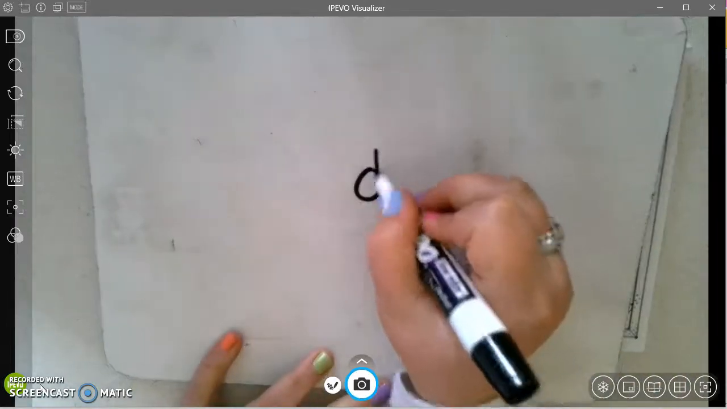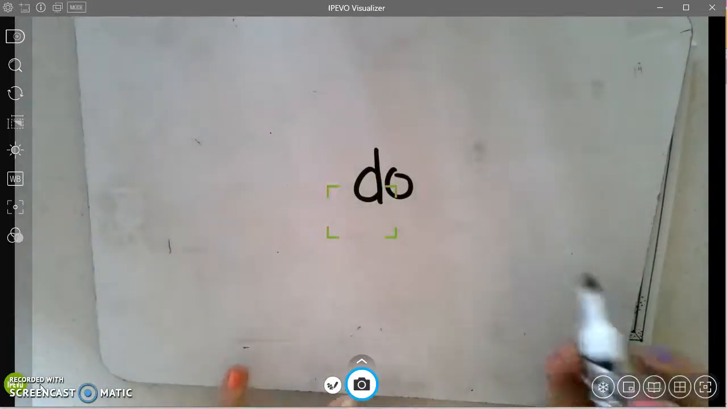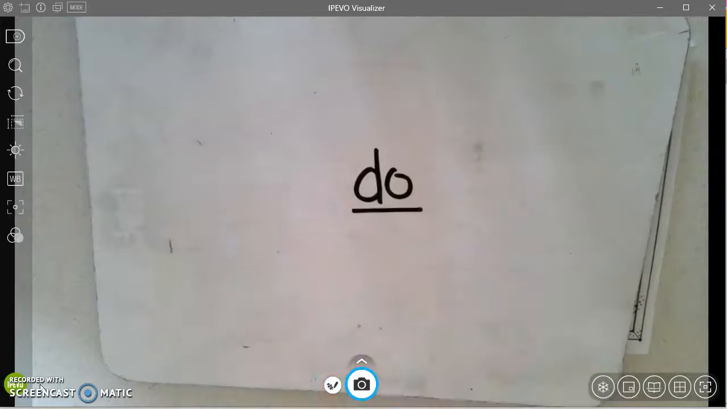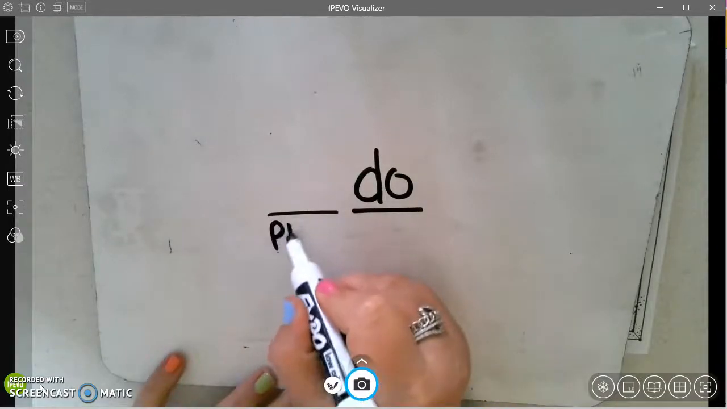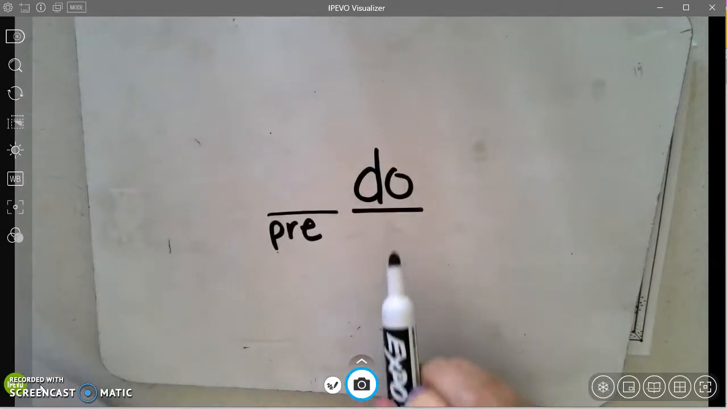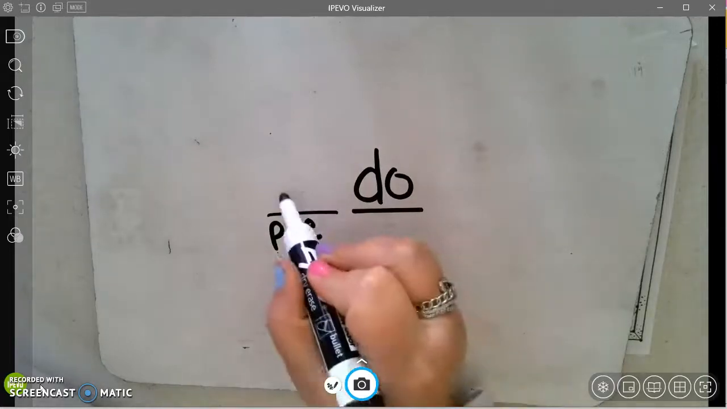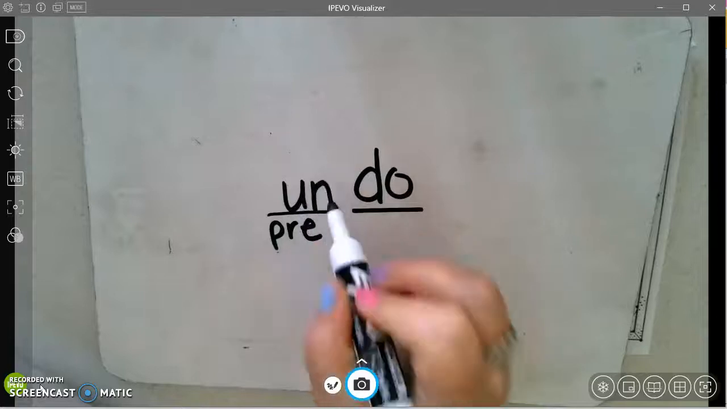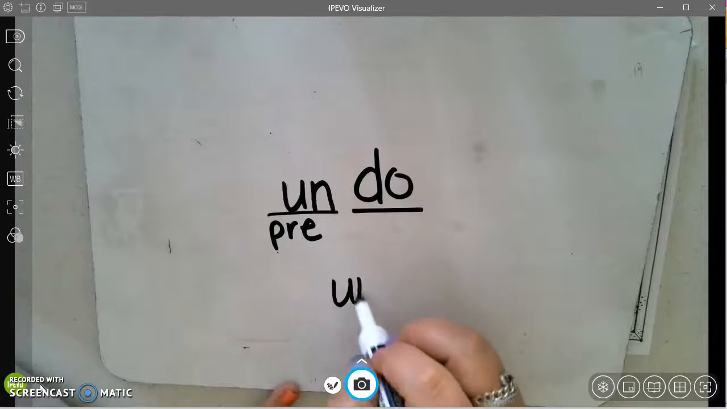So maybe I say do, okay? Do would be my root. It is my word. Now, I can add different prefixes. Remember, pre means before. I can add different prefixes to the word do that makes this a whole new word. Okay? So if I add the prefix un, it's separated. So I'm going to show you what it looks like together.